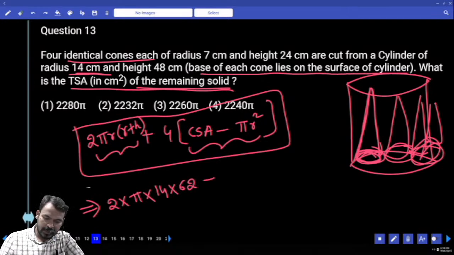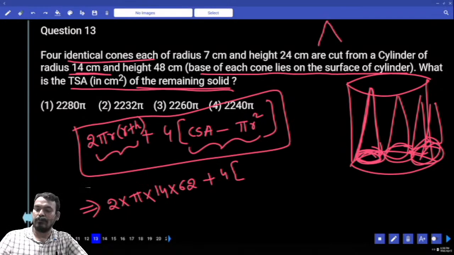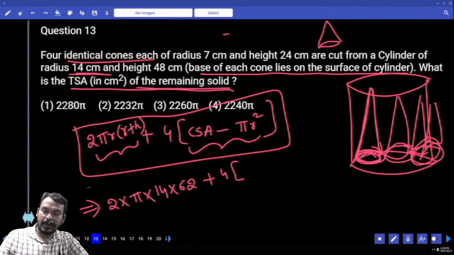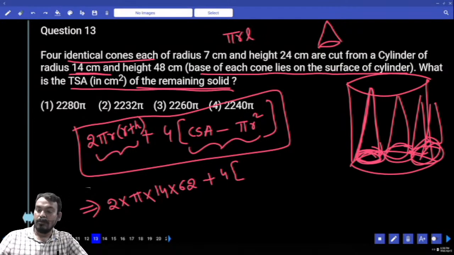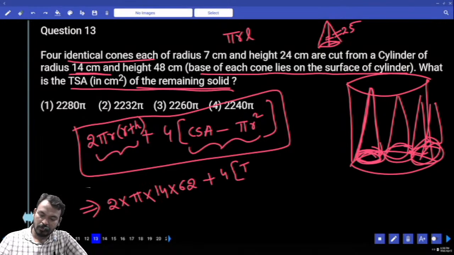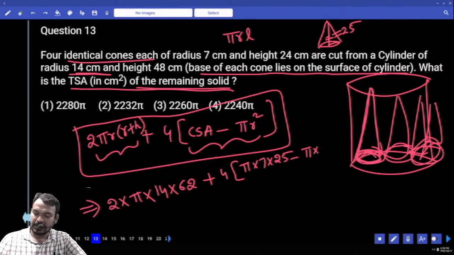62 plus 4 into curved surface area. What is the curved surface area of a cone? Pi r l. What is the radius value? 7. What is the height value? 24. Obviously the slant height is 25. Then I wrote 4 into curved surface area, pi r l: pi into 7, the radius, into 25, the slant height, minus pi r square, pi into 7 square, 7 into 7. Okay.